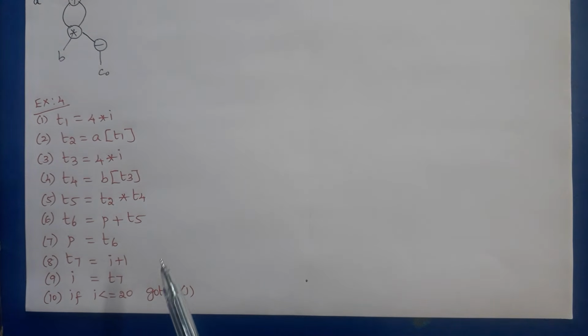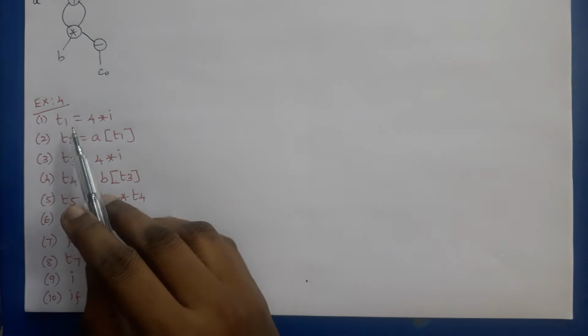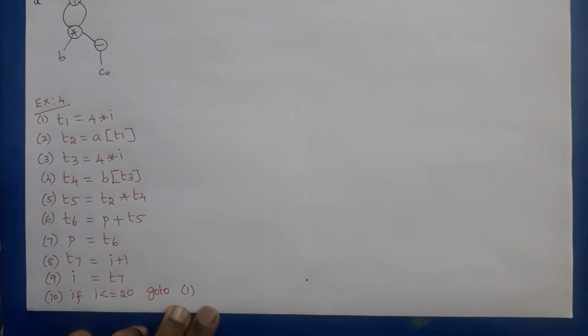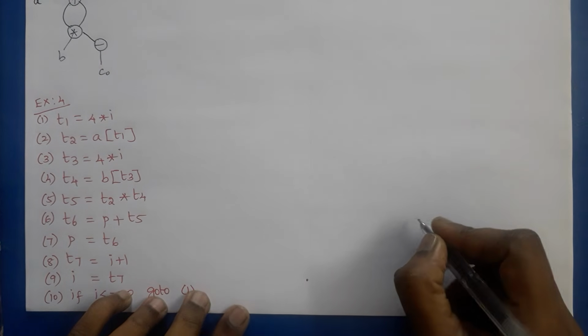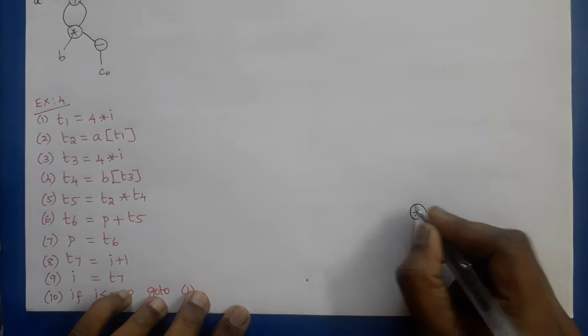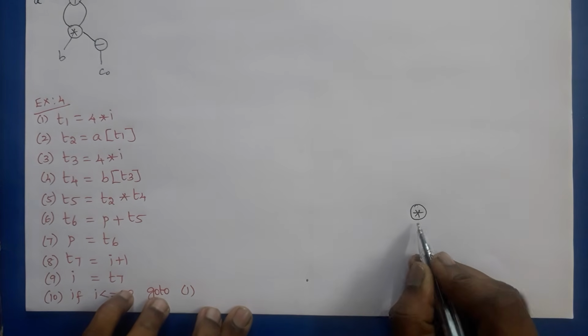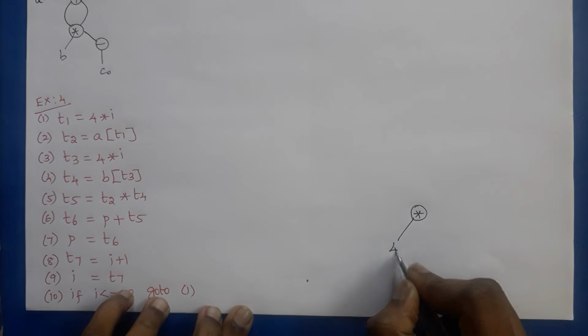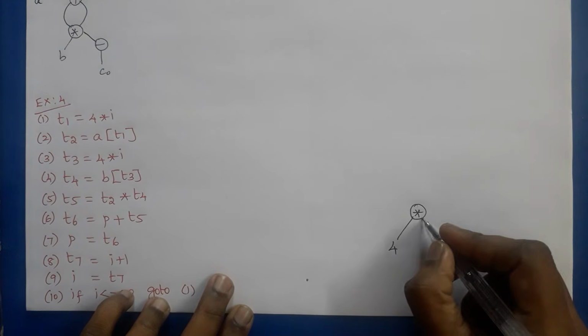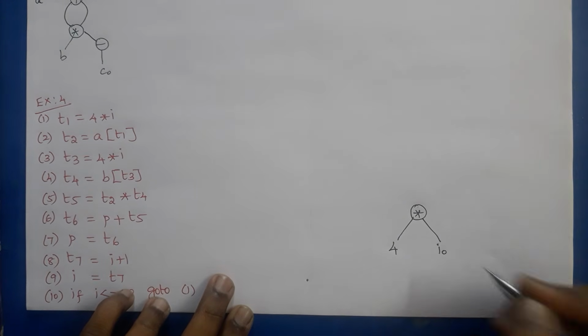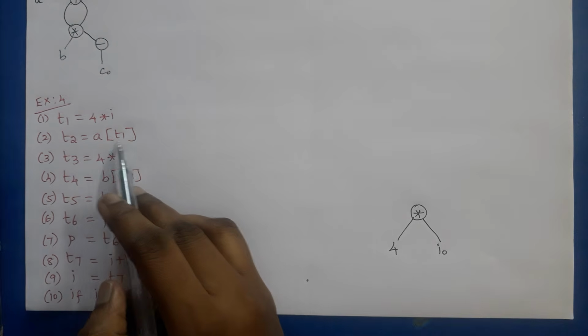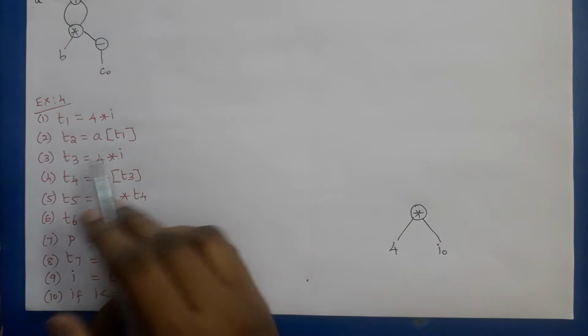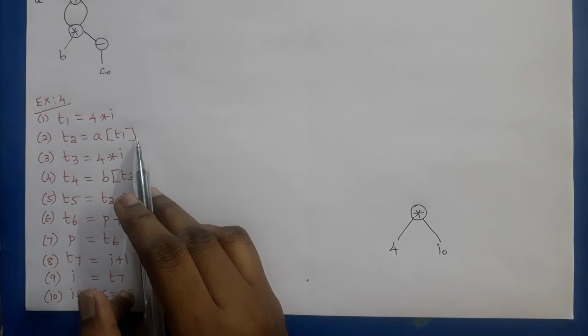Now we are going to construct a DAG for this sequence of 3 address instructions. So first we need to consider T1 equals 4 star I. So star is a node with the left child 4 and right child I naught. Then A of T1 must be performed. It is an indexed assignment statement.